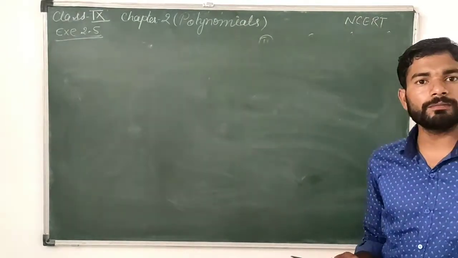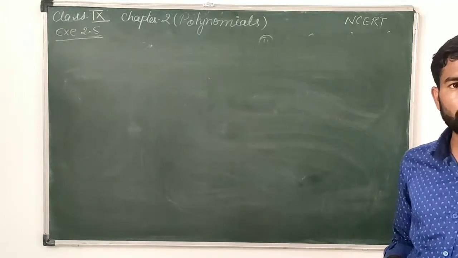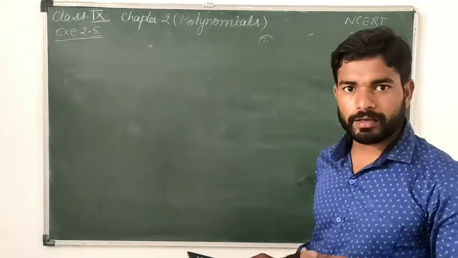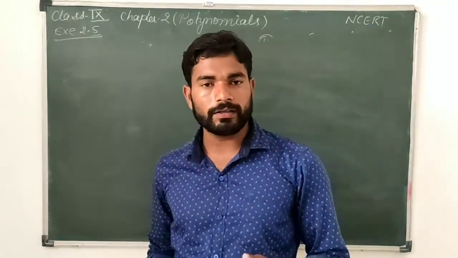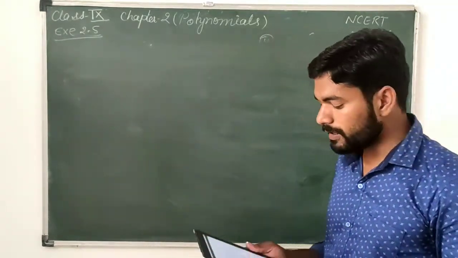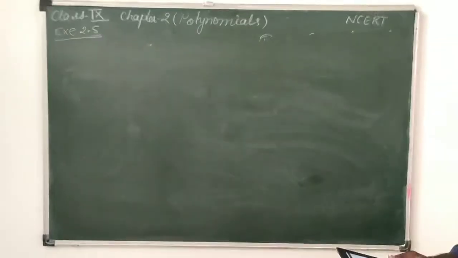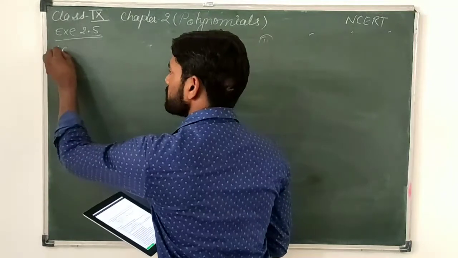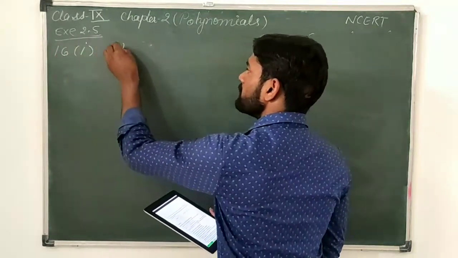So first of all, what is the meaning of the dimensions of a cuboid? In a cuboid, 3 dimensions are there. One is length, second is breadth, and third is height. So we have to calculate the length, breadth, and height for the given expression. And the given expression is representing the volume of this cuboid. So question number 16, part first.